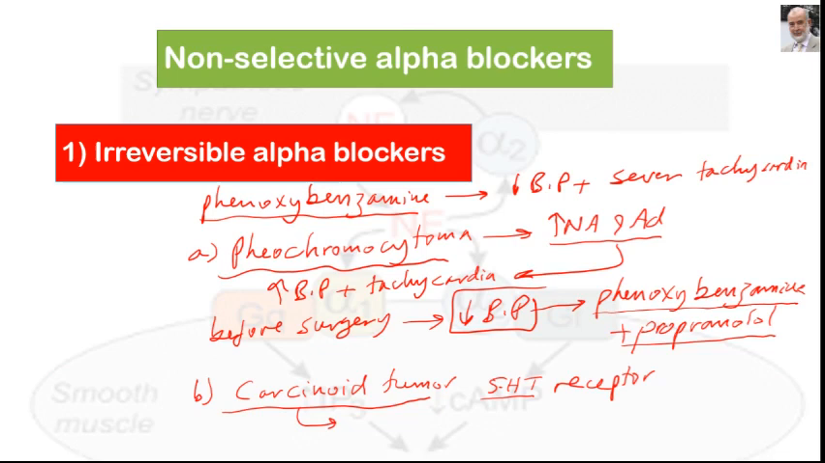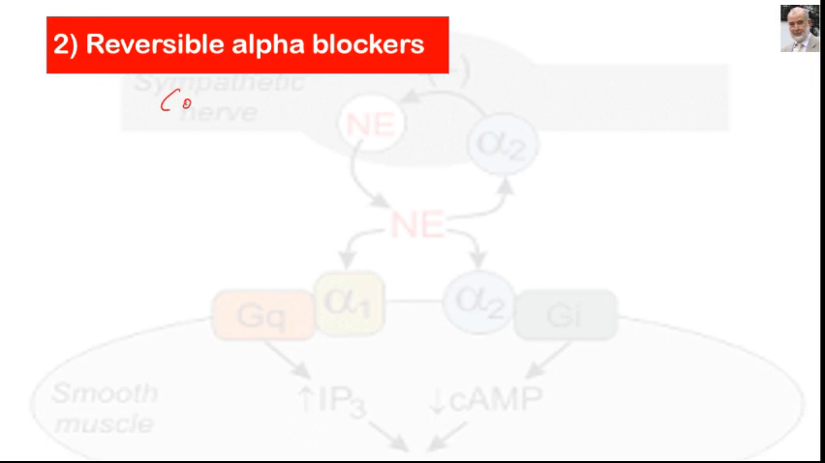The second group are the reversible alpha blockers. Reversible alpha blockers will act as competitive antagonists at the alpha adrenergic receptor. And as we have explained several times, competitive means they compete with noradrenaline on the alpha adrenergic receptor. Maybe the most famous example is phentolamine.